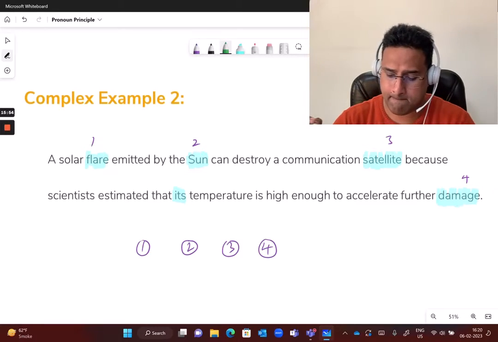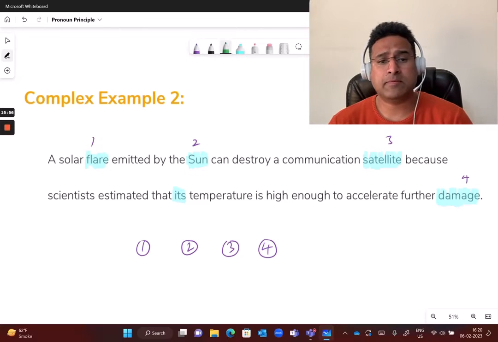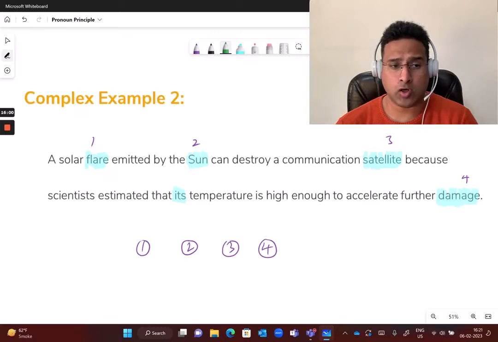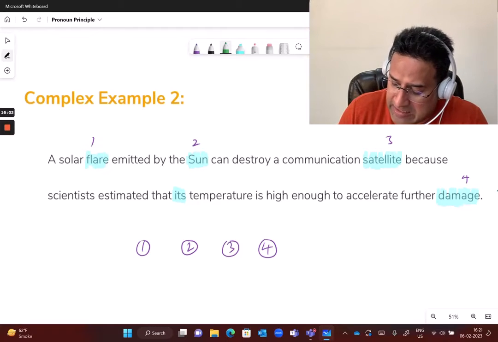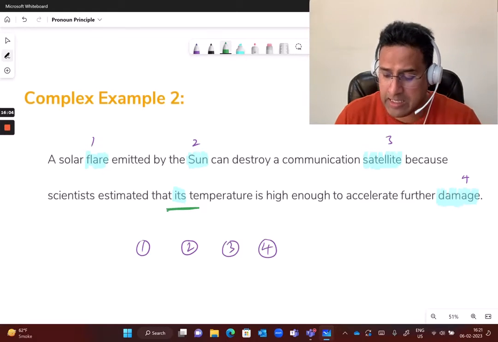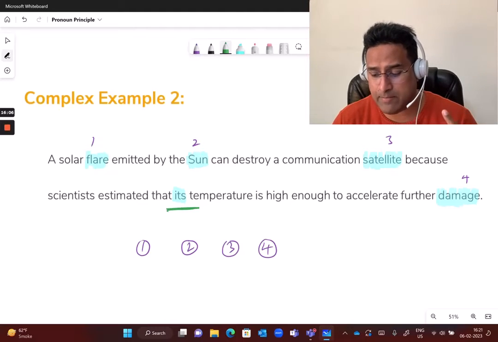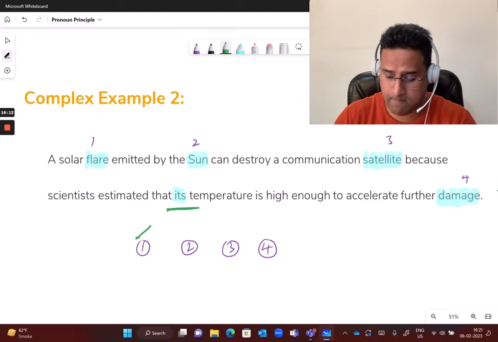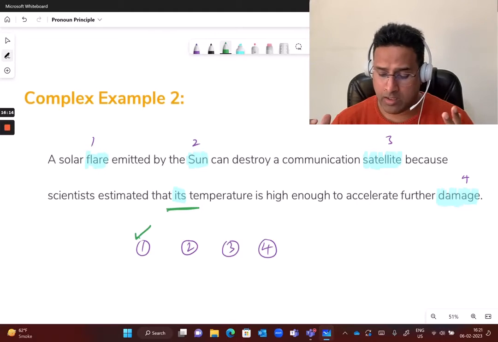Let's start. A solar flare emitted by the sun can destroy a communication satellite because scientists estimated that the solar flare's temperature is high enough to accelerate further damage. I think that makes perfectly good sense. So let's keep one. Case 2.